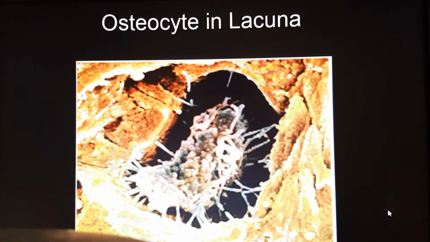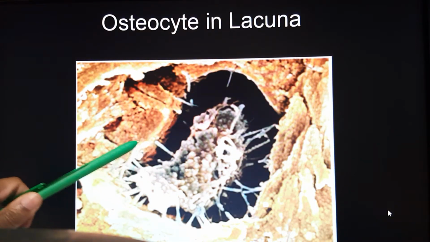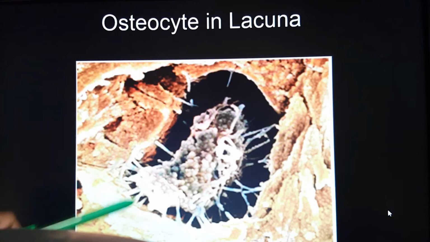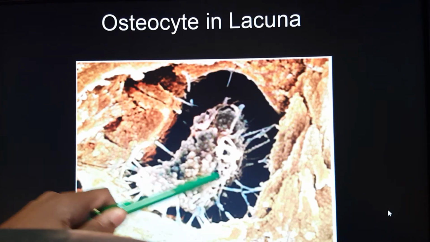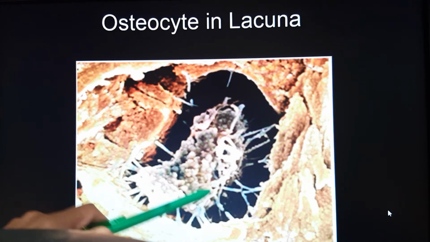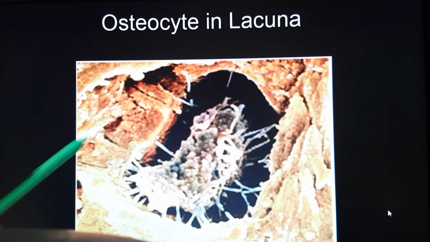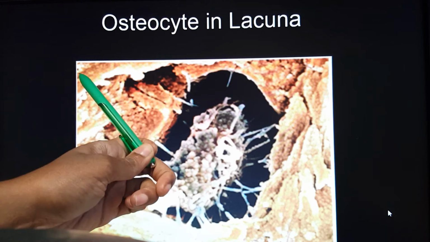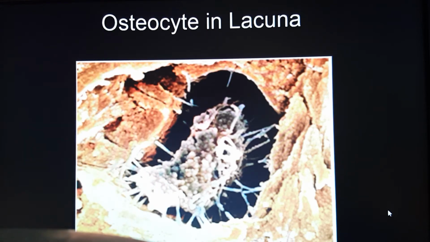So here's just a picture of it. You have an osteocyte, and then the extensions. Of course, this is tissue that's been preserved, so it looks a little funny, but the extensions off the cell run into the canaliculi to communicate to the next lacuna, the next osteocyte that's in a lacuna.